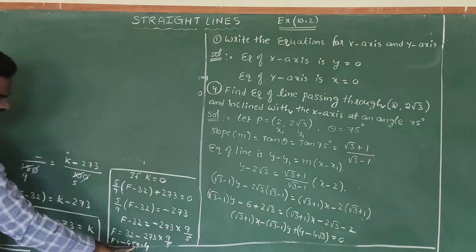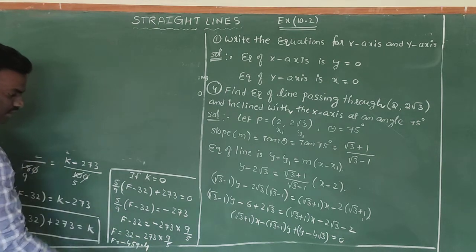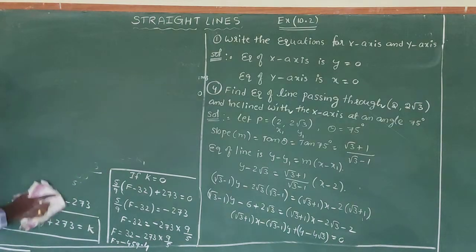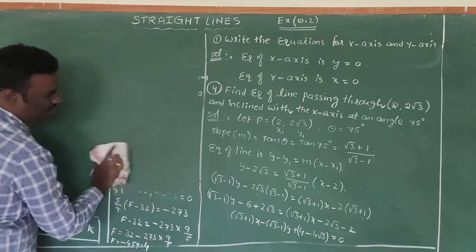Students, here I wrote the answer directly. If you want, you simplify this one and subtract from 32. Definitely you will get the answer minus 459.4 only.